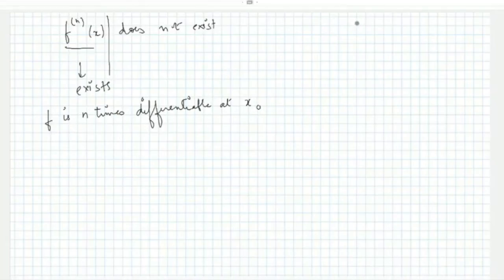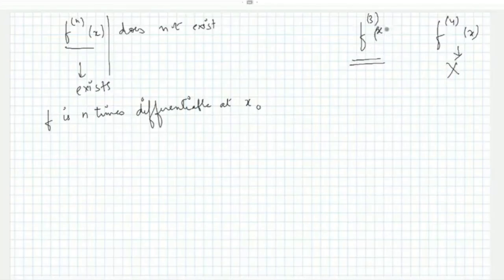So say you have f'''(x), the third derivative, exists, but say the fourth derivative doesn't exist. Then you will say that this function is 3 times differentiable at a particular point x naught. So this is how you define the differentiability of a particular function.